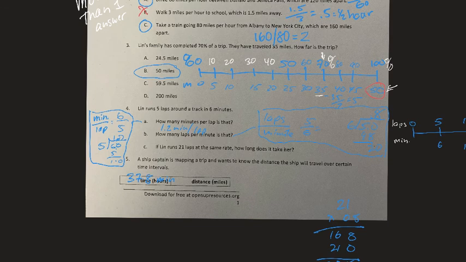Lynn has gone 6 minutes, 5 laps. So I'm dividing 5 by 6. That's 1.2 minutes per lap.